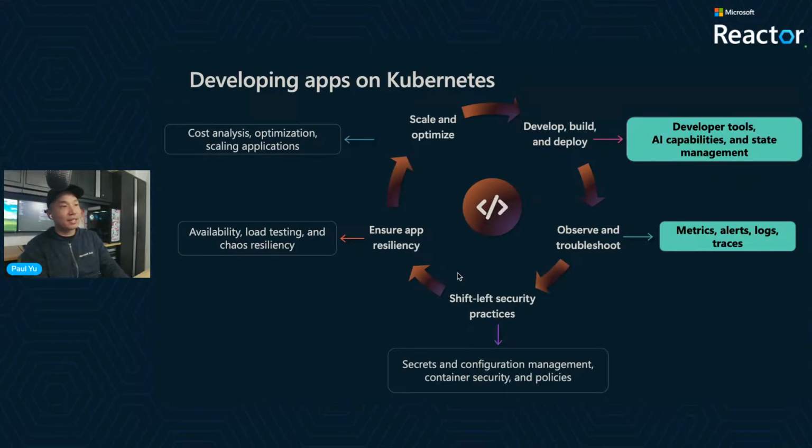And then we have things like shift left security practices, right? Making sure we have best practices in place in terms of security to prevent any future incidents. Things like not using passwords anymore, not using API keys or tokens anymore. Relying on workload identity is a huge part of that, right?